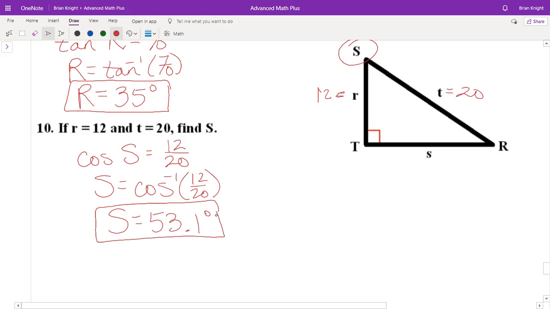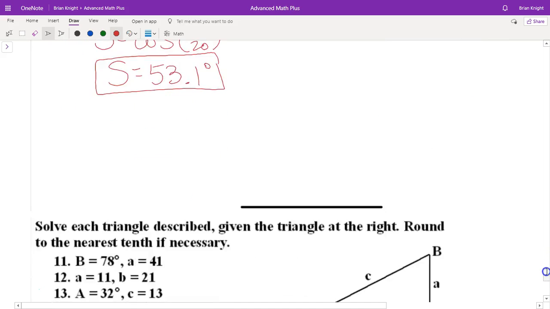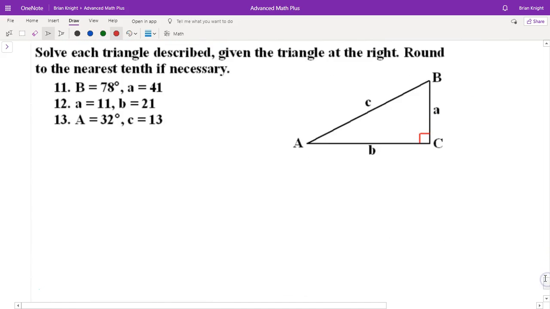Any questions? Easy enough? You're doing exactly the same thing we were just doing, just now you're finding the angles. Okay? All right. Last few examples. It says solve each triangle described, given the triangle at the right, round to the nearest tenth if necessary. These don't look too bad, but they're actually quite lengthy. So, number 11, we'll start with it.